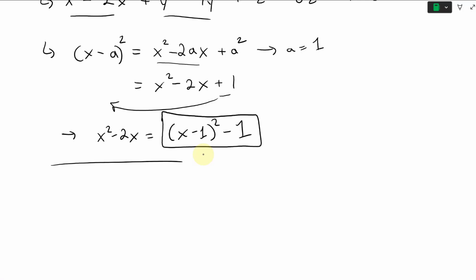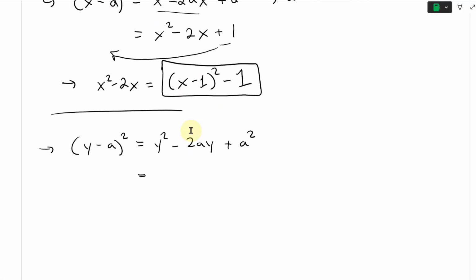So y squared minus 4y, so we'll complete the square for this one. So this is going to be y minus a squared. This equals, again, the same thing as over here: y squared minus 2ay plus a squared. And in this case, this has to equal y squared minus 4y. So in other words, a is equal to 2. A equals 2. And this means this is going to be 4 now, since a squared, or 2 squared, is 4. So then solve for this one right here.